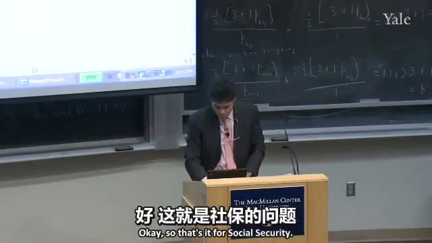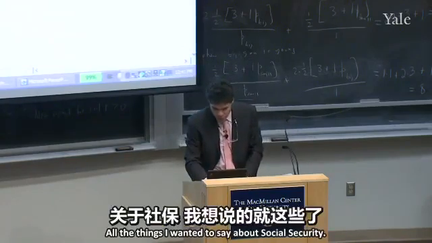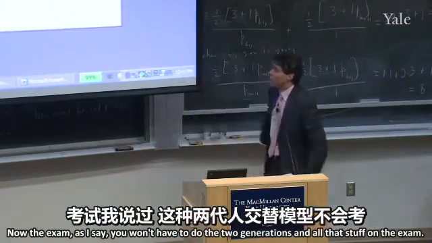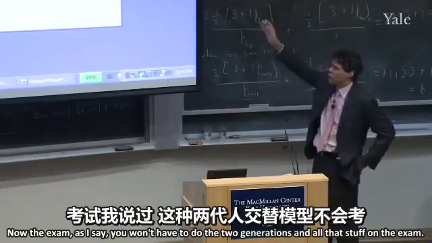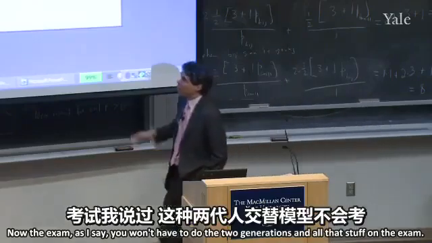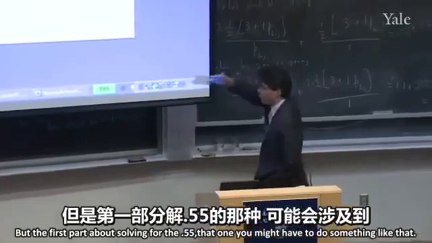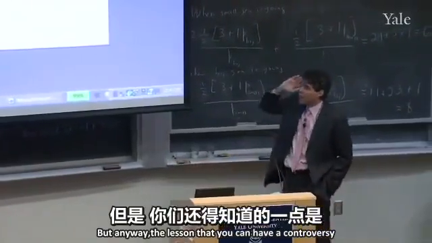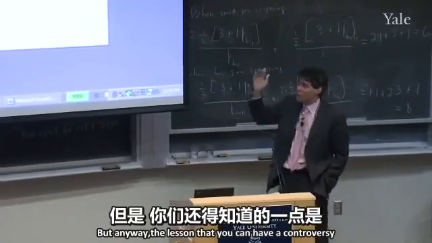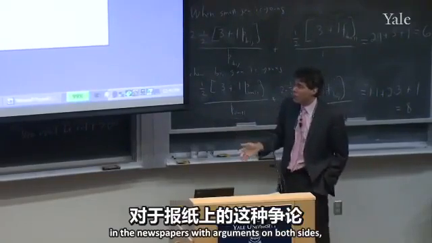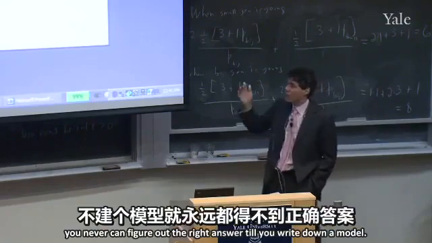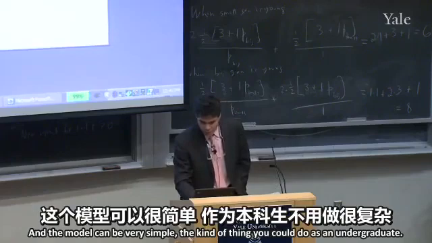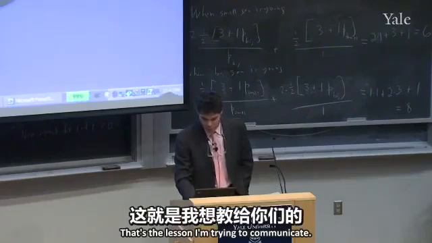Okay, so that's it for Social Security, all the things I wanted to say about it. Now, the exam will end with, you won't have to do the two generations and all that stuff on the exam, but the first part about solving for the 0.55, you might have to do something like that. But anyway, the lesson is that you can have a controversy in the newspapers with arguments on both sides. You never can figure out the right answer till you write down a model. And the model can be very simple, the kind of thing you could do as an undergraduate. That's the lesson I'm trying to communicate.